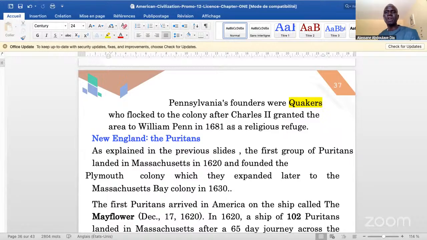Now, Pennsylvania's founders were Quakers. You may ask me, Quakers, who are they? Still religious. Quakers flocked to the colony that Charles II granted to William Penn in 1681 as a religious refuge. What happens? The Quakers are a group of religious people. People call it the Society of Friends. The Quakers, they are a sect, sorry for the word. People call them the Society of Friends.